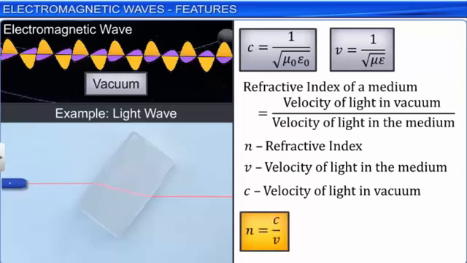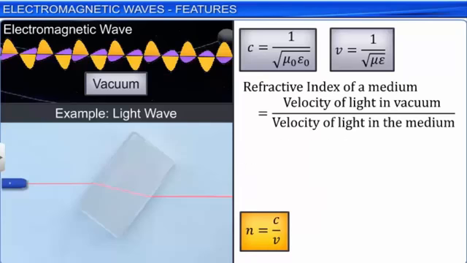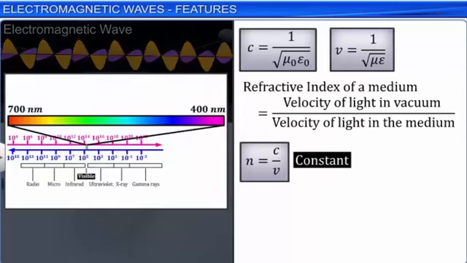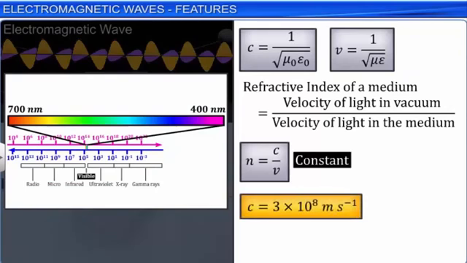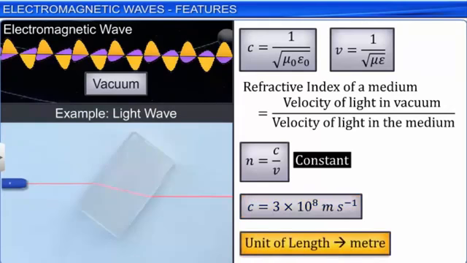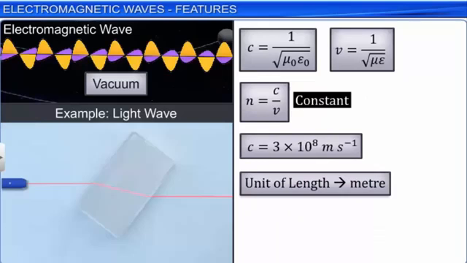In vacuum, the velocity of electromagnetic waves is a constant. Even for electromagnetic waves of different wavelengths, the velocity is the same. Its value is 3 × 10⁸ meter per second. Since the velocity of light is a constant, it is used to define the standard unit of length, that is meter. 1 meter is defined as the distance travelled by light in vacuum in a time interval of 1 by c seconds, where c is the velocity of light in vacuum.